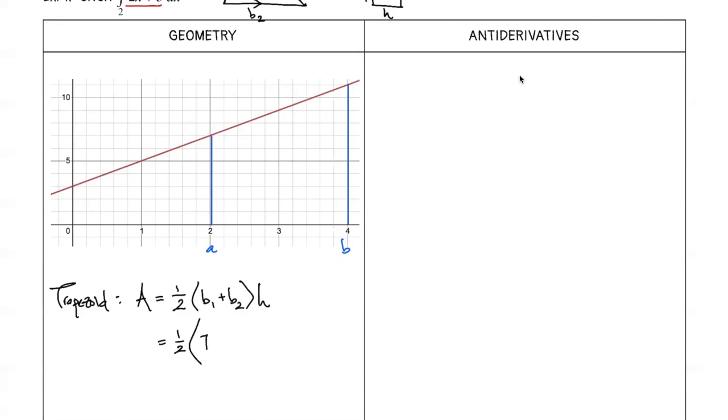Yeah, 7. All right. What would we say is the length of base 2? 11.